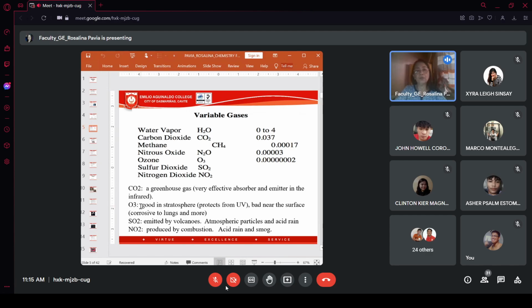Okay, si ozone naman, O3, it is good in the atmosphere because it protects us from the UV rays coming from the sun. But it is also bad near the surface of the Earth because it is corrosive.